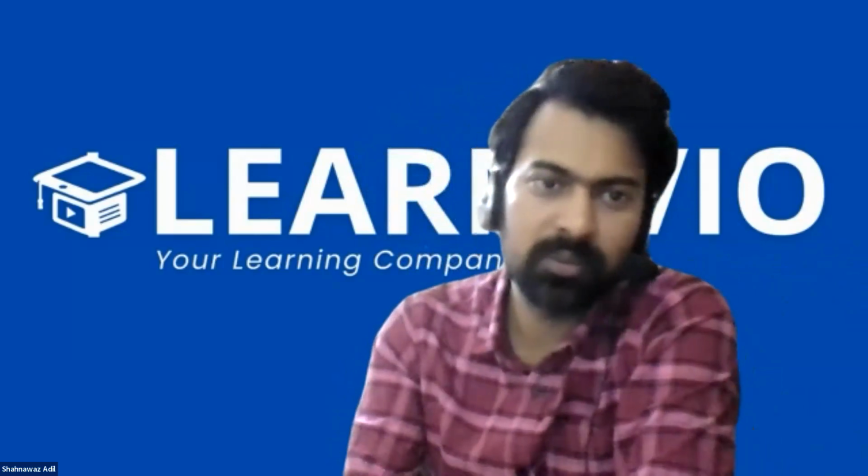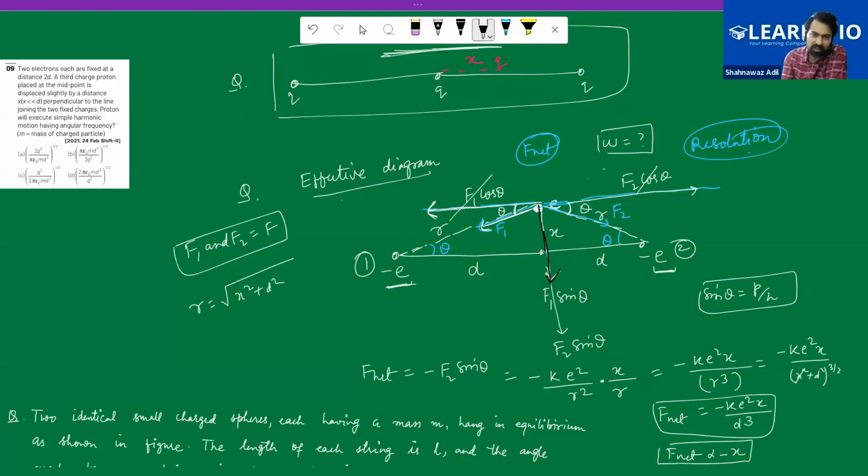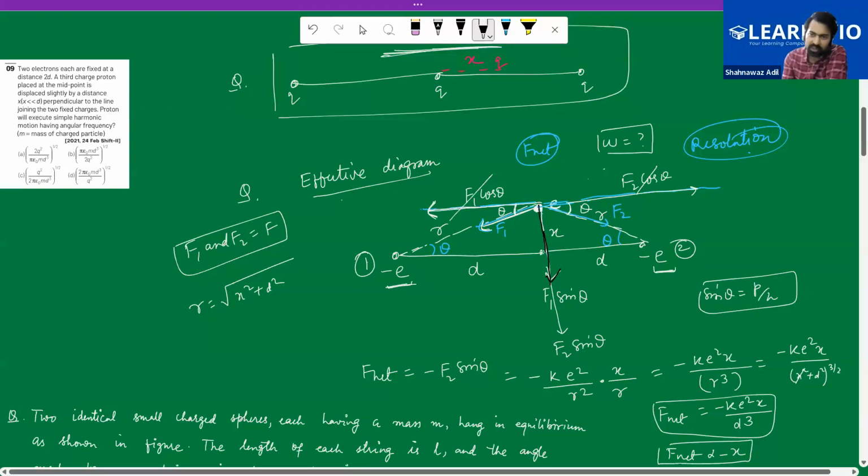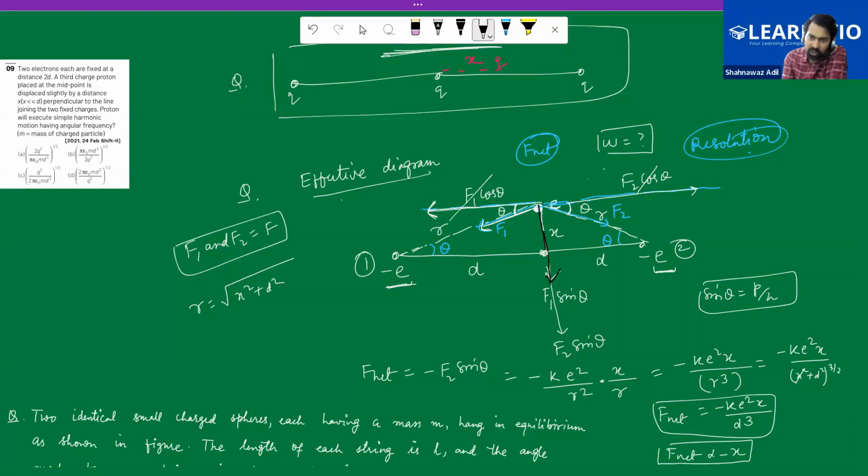Is this question clear to you? These are two electrons, and in between, this was the initial position of the proton. You displace this proton to this position. This is the proton now, and it will show SHM. It will go downwards, it will go upwards, and then it will show SHM. This is what is happening. Is this question clear?